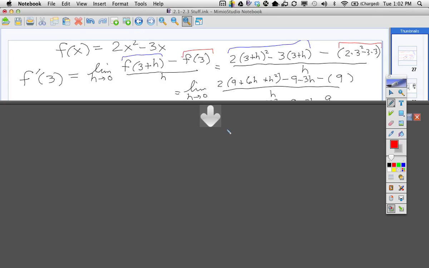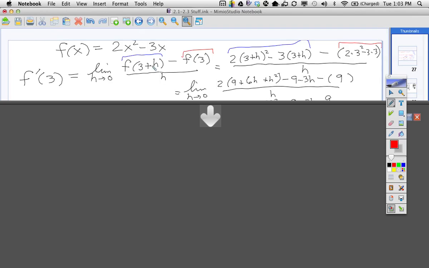No, h always goes to 0, right? H always goes to 0 because we're letting the two points get really close. H is the distance between the two points. So as h goes to 0, the two points become one. So that's why h goes to 0. That doesn't have anything to do with the 3. The 3 goes in there where the x is.